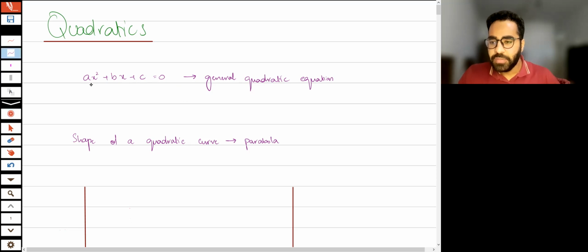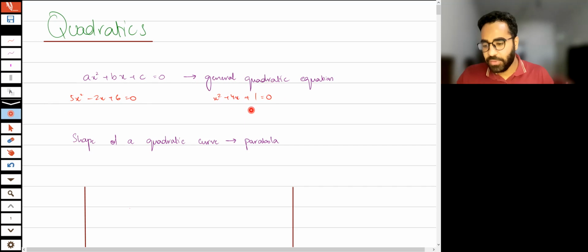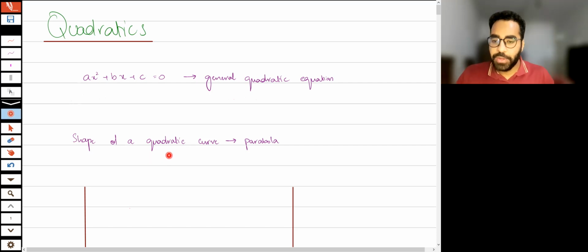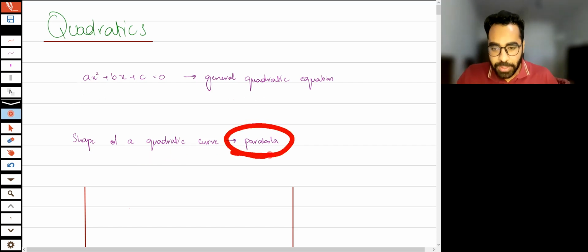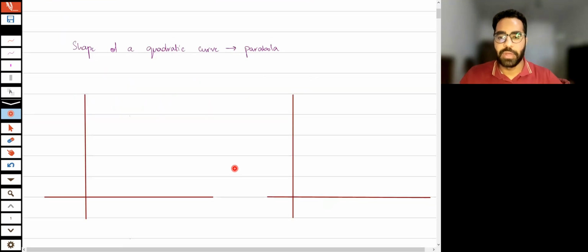Okay. Now, what is a general quadratic equation? Whenever you see equations like 5x squared minus 2x plus 6 equals 0, or x squared plus 4x plus 1 equals 0, these are general quadratic equations. You have seen them a lot. Whenever we sketch a quadratic equation, we are going to get a parabola. The shape of a quadratic equation is known as a parabola.